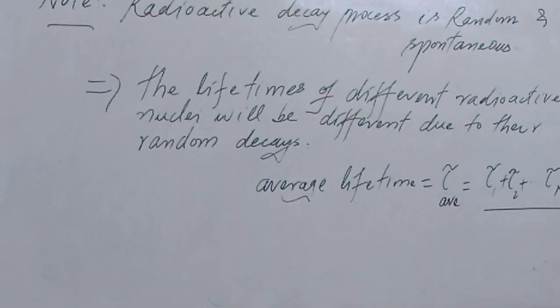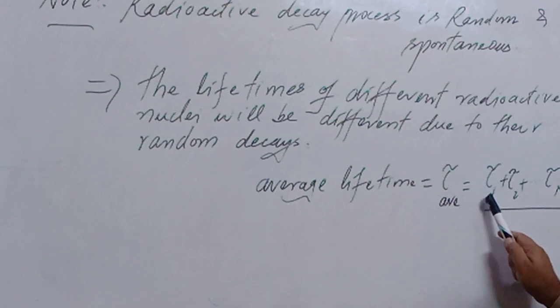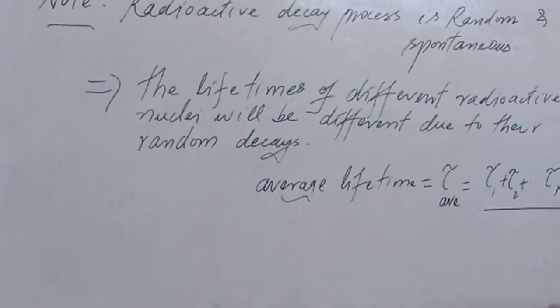N naught stands for the originally present number of radioactive nuclei. So we sum up the lifetimes of all the radioactive nuclei once all of them have decayed, and divide by the total number of nuclei initially present. In that case, we get the average lifetime of the nuclei. This is a collective value representing the average lifetime of the radioactive sample.